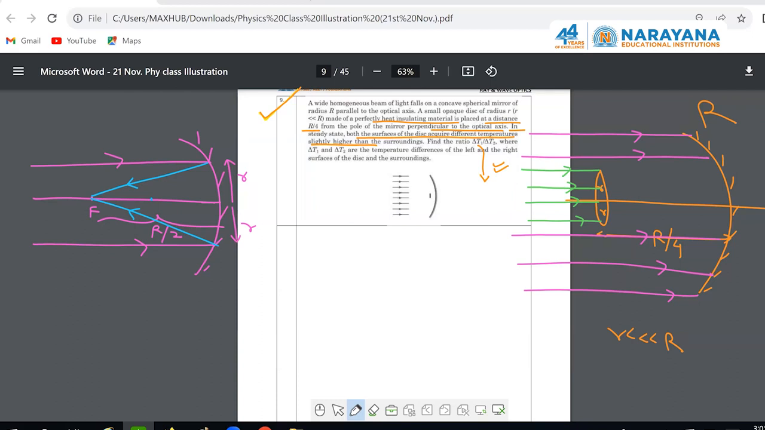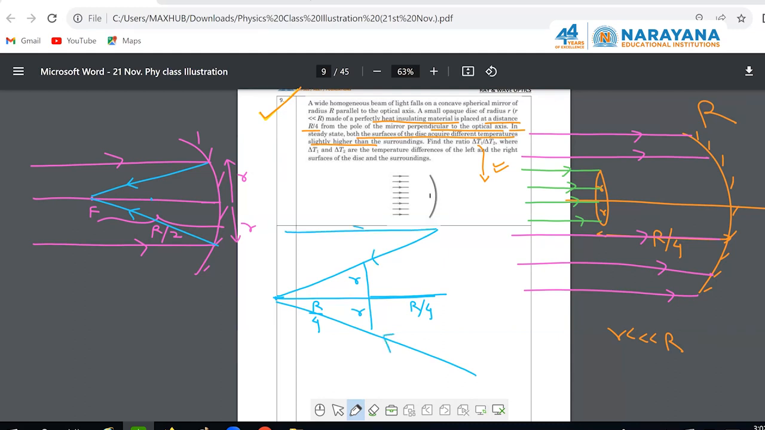Directly, I will write a few things there. The thing that you have to consider is your beam, which is sitting at r by 4. Just observe it. This is r, this distance is r by 4. Take this distance also as r by 4 and try to draw that boundary ray, or the beam, whatever you want to say. So this is one beam which is coming here.